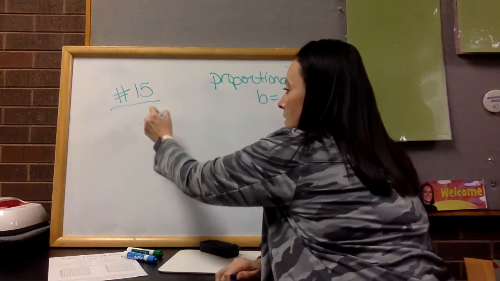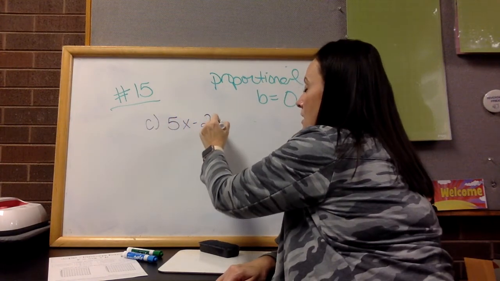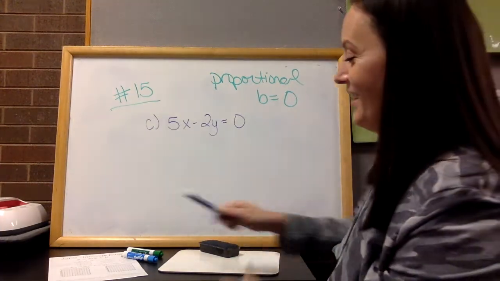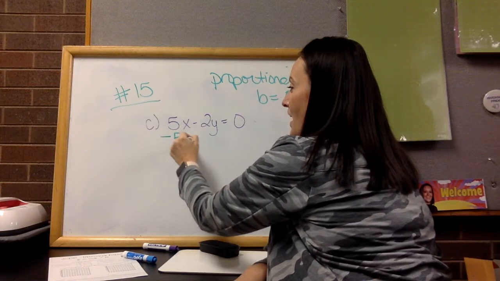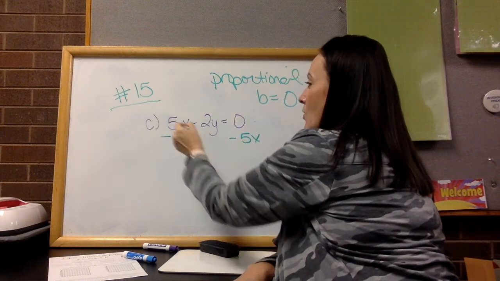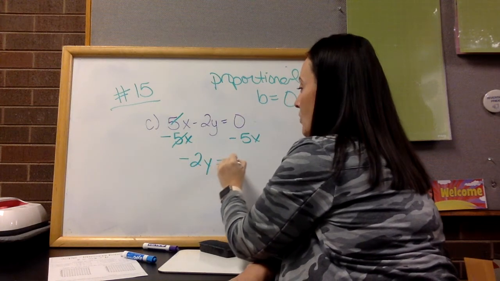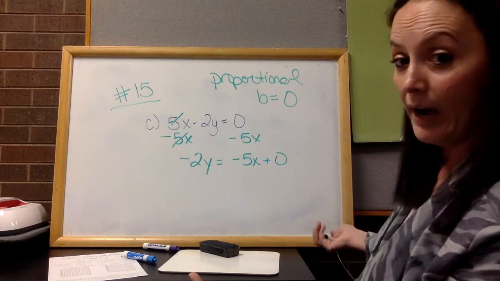C says 5x minus 2y equals 0. Now the y is on the left-hand side. Don't let it mess you up. It can be on either side. You're still following the same process. I'm going to remove the 5x's to begin with. So the 5x minus 5x is gone. I have a minus 2y equals minus 5x. And you can put that 0 in there if you like. It's up to you guys.